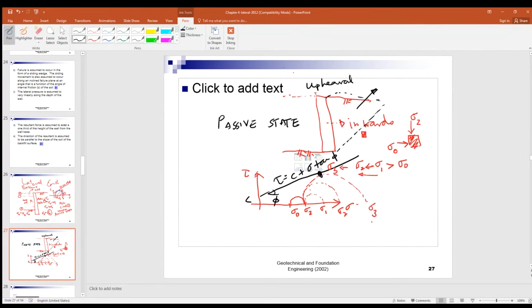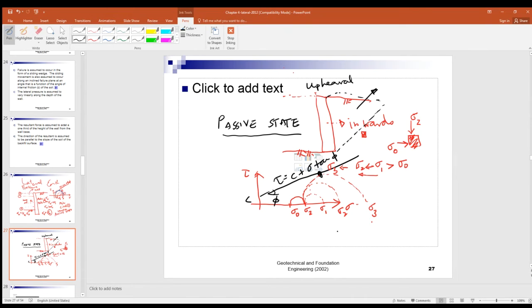In the active state, you have the ground subsidence settlement, but for passive, because the wall is pushing the soil wedge upwards, the ground surface will become elevated. Will become upheaved. So we have this passive state.